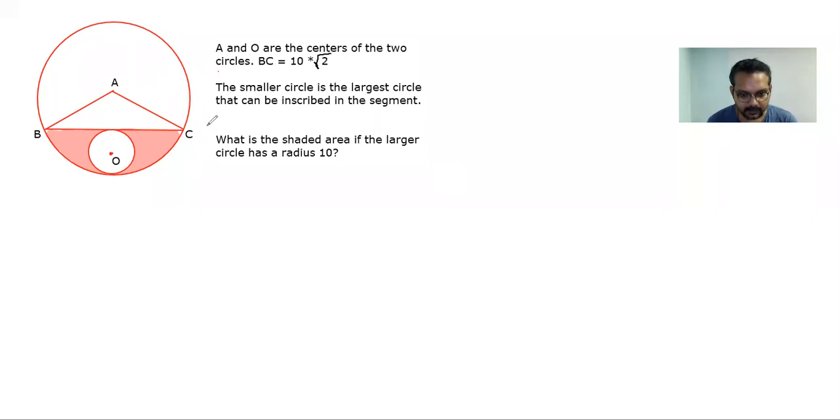So it talks about a circle with center A and radius 10, okay? And you have drawn a chord BC in that circle. So in that segment which is shaded, you have drawn another small circle with center O, and that's the largest circle. So it touches this segment BC, the arc, and also the chord BC, okay? It touches the boundaries of the segment. So we have to figure out the red portion of the shaded area, right? And BC's length is given as 10 root 2.